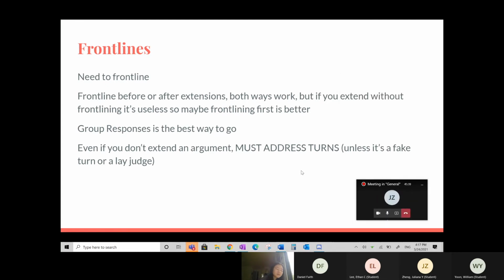Because your opponents also have to extend defense, right? And you can maybe predict what they're going to extend. So let's say they might not extend a fake turn. Or if it's a lay judge, right? Lay judges generally don't care if you respond now or if you respond in final focus. So if you're really running short on time, you don't really have to address turns, but it's always better practice to do so than to not. Does anyone have any questions?